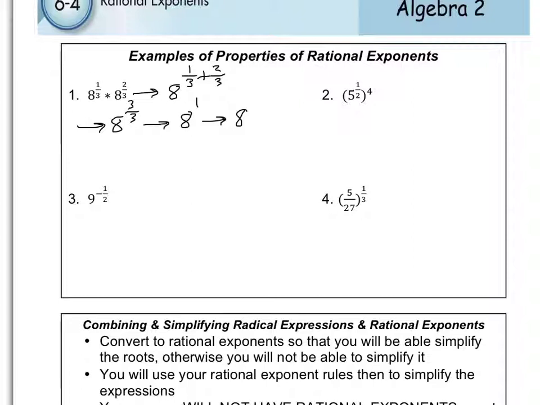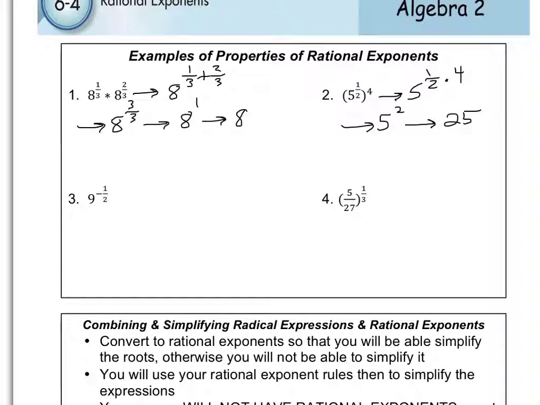Okay, so number 2. In this case, I have a power of a power, so really I have 5 to the 1/2 times 4 power. 1/2 times 4 is 5 to the second, which 5 to the second is 25.